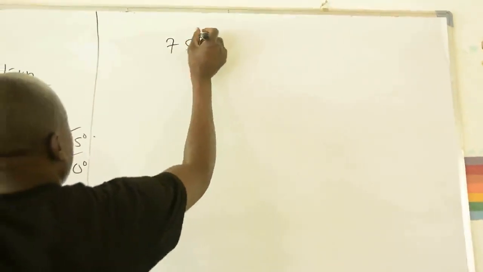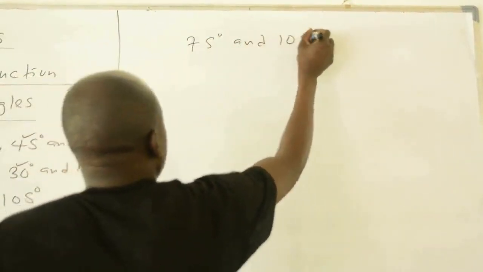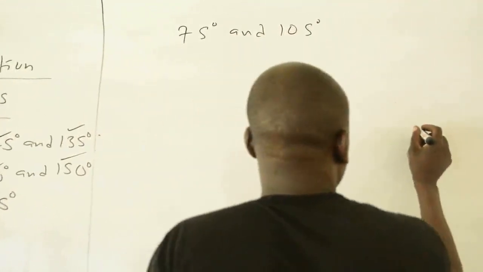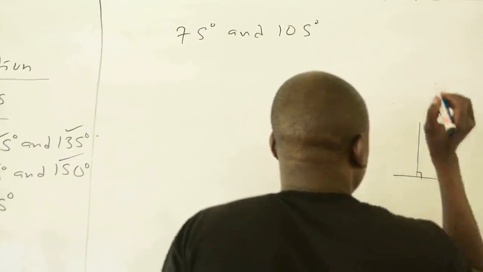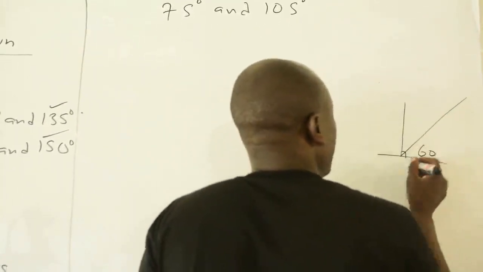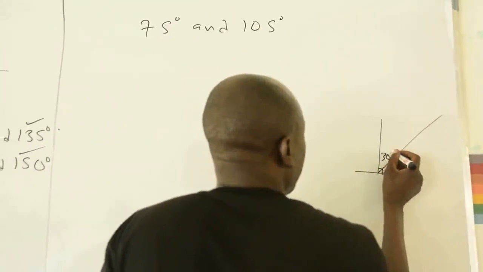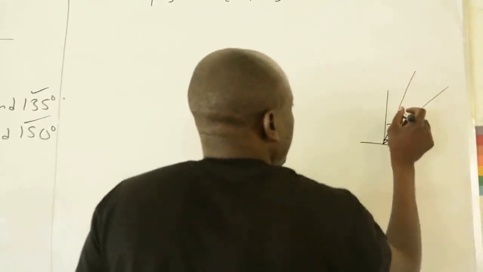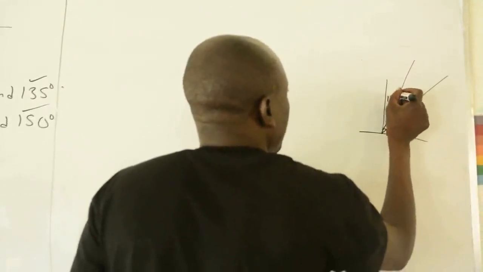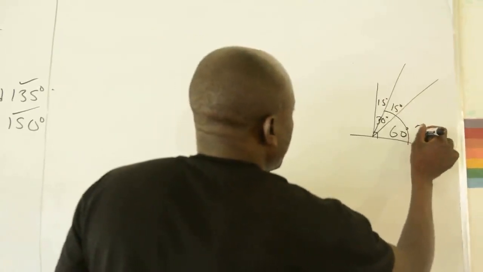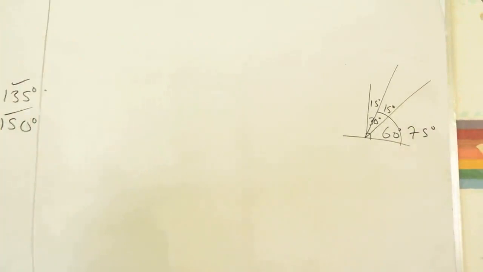Class C, which is angle 75 degrees and 105 degrees. Now the steps. First, you need to construct angle 90. Then from 90, you remove 60. Then you are left with 30 here. Then you bisect angle 30. This will give you 15 degrees. Now you find out that 15 plus 60 will give you 75 degrees.